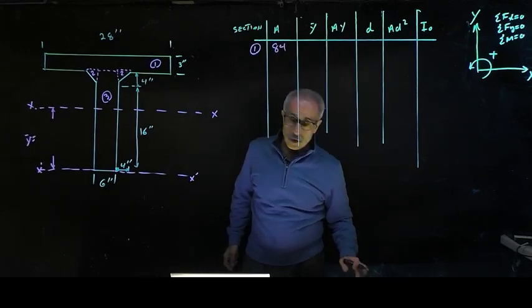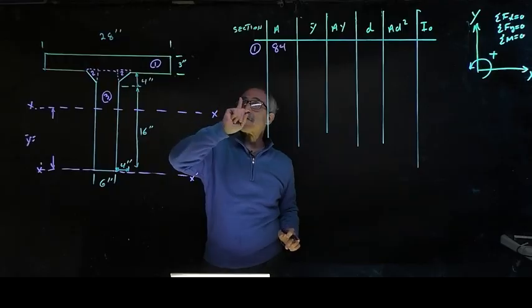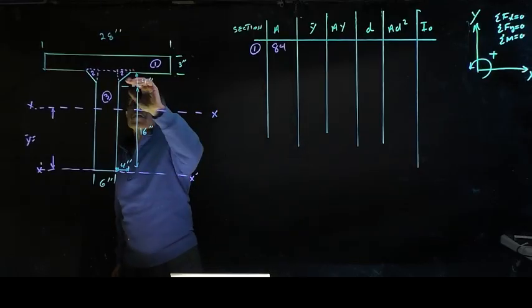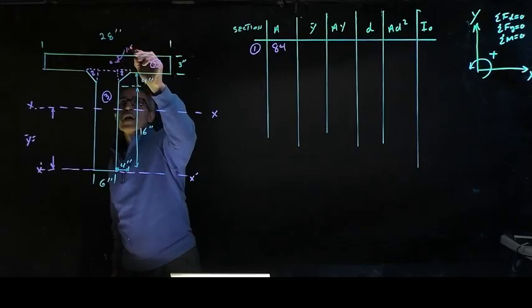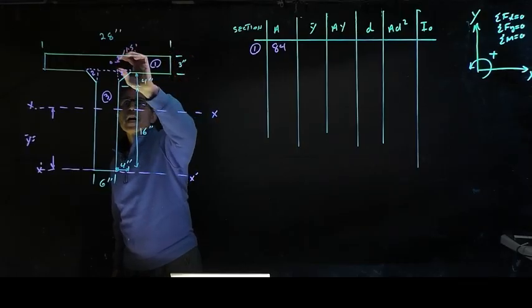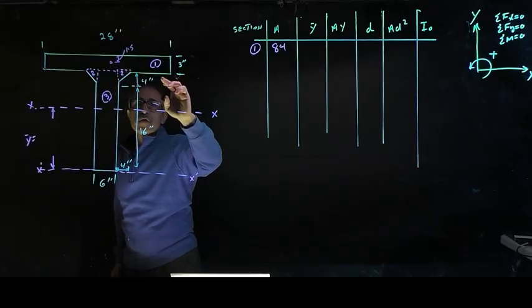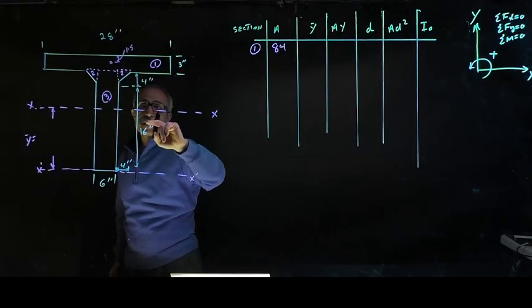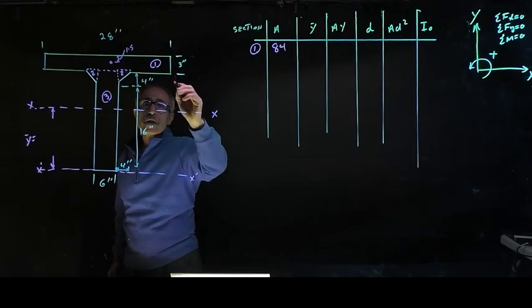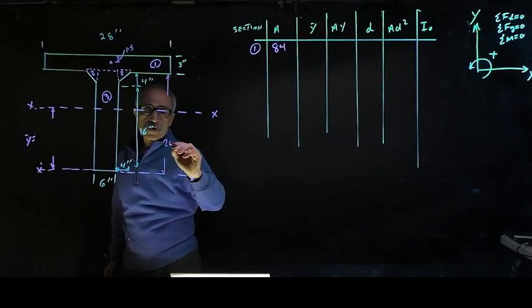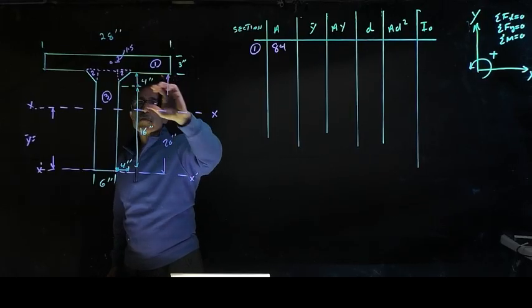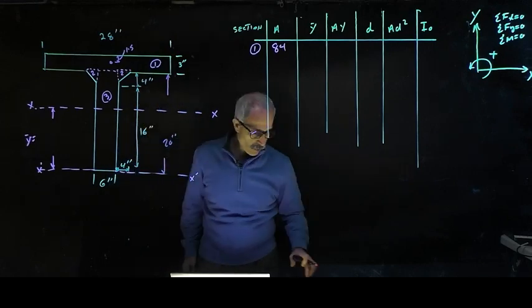Okay, so what is the y bar of shape number 1? The center of shape number 1 is right here, and that's about 1.5 inch. If this is a 3, half would be 1.5. So from here to here is what? I got 16 to here plus 4 is 20. So from all the way here to here is 20 inches. So I got 20 plus 1.5, which makes it 21.5.